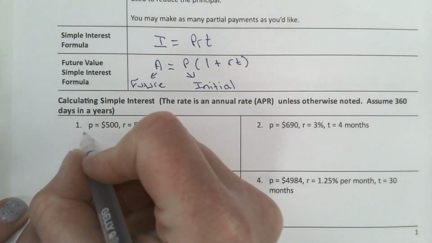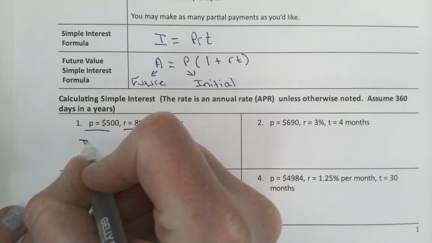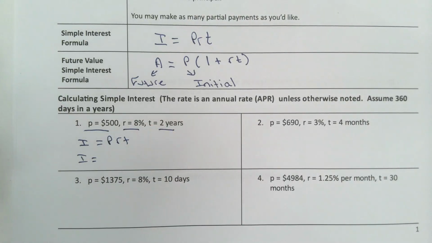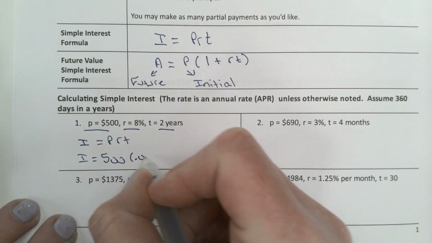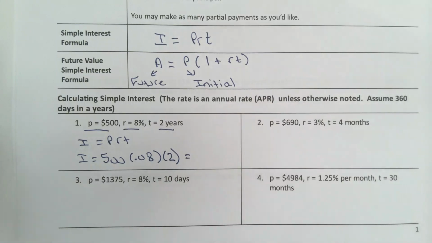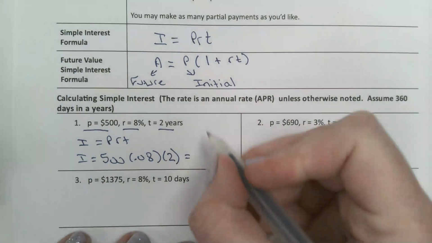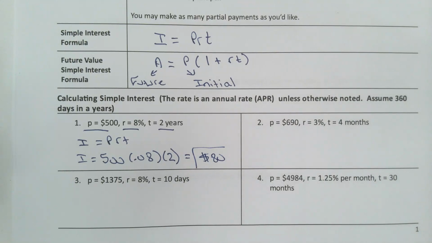All right, so we know the principal, we know the rate, we know the time. So this one is pretty straightforward. When we go I equals PRT, the only thing we have to do is multiply them. The rate is a percent, so you have to make sure that you turn the rate into a decimal. So that was the easy, straightforward one.